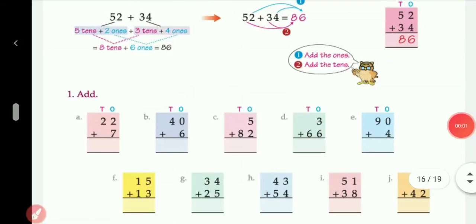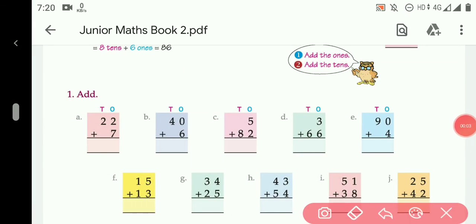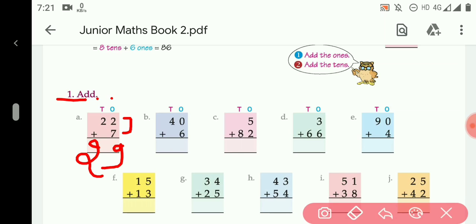So question number 1 here, add. First we will add the ones, then we will add the tens. 2 plus 7, 9 and 2 will come here like this. In the B part, 0 plus 6, 6 and 4 will come here.